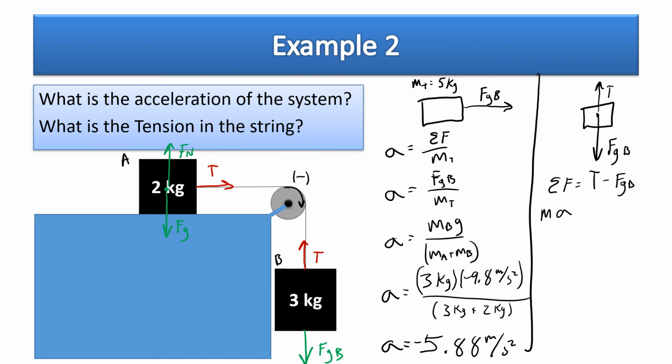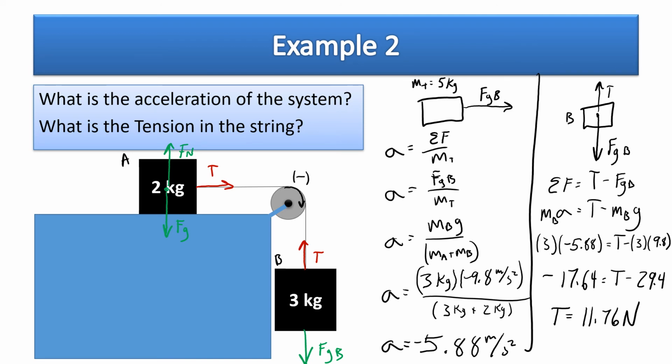So the net force is equal to m times a. And remember, we're just looking at block B right now. So this is the mass of B. And this is the tension minus MB times g. The mass of B is 3 kilograms times the acceleration we found to be negative 5.88 meters per second squared. We're looking for the tension. This is 3, and this is 9.8 meters per second squared. So you do the arithmetic, and you solve for the tension.